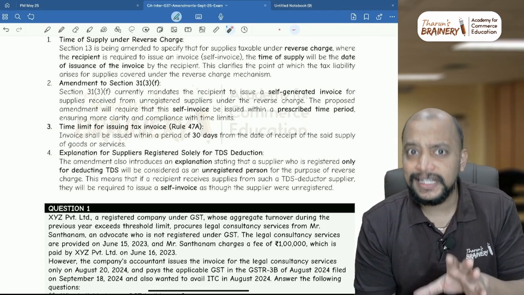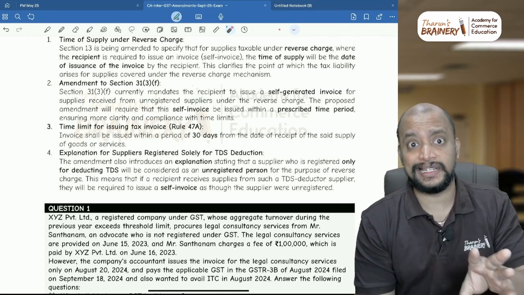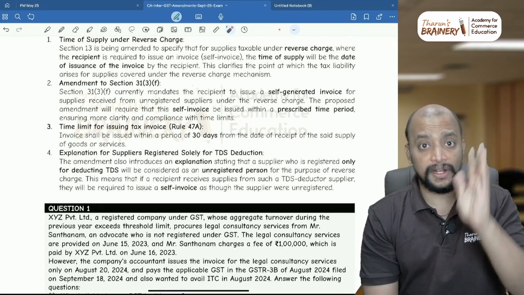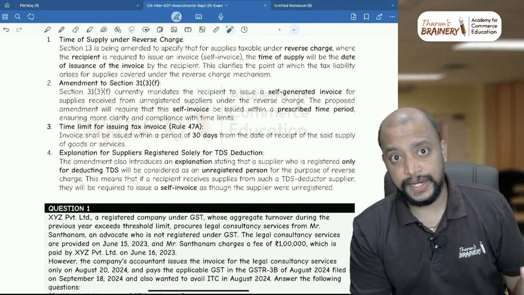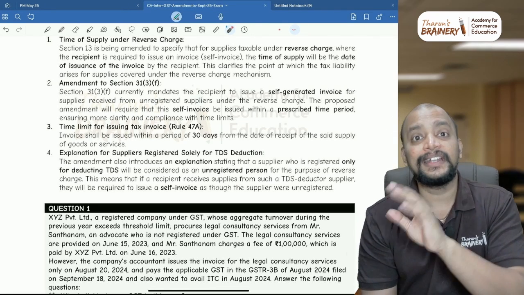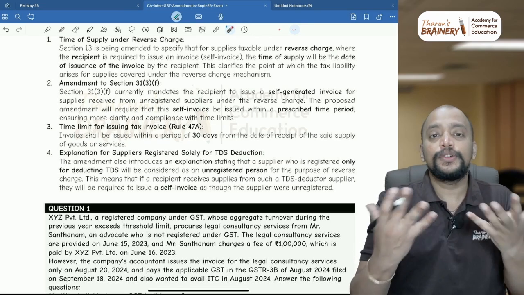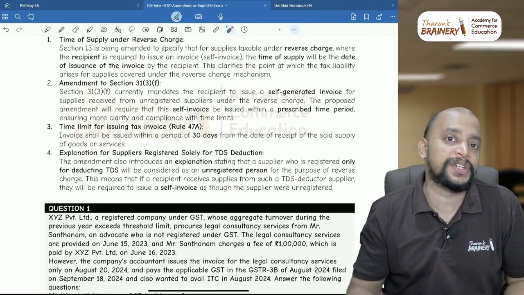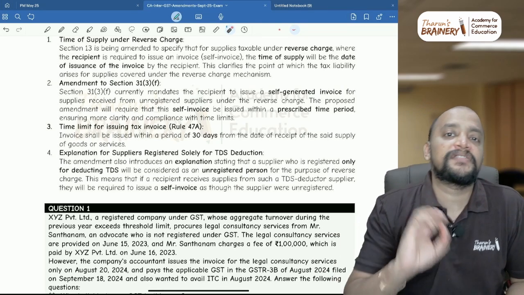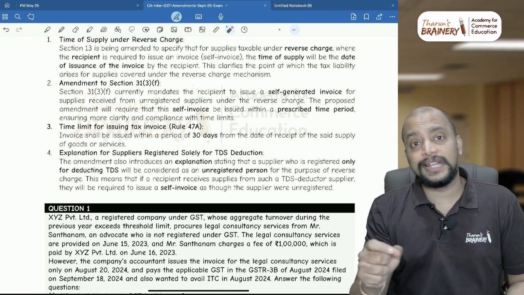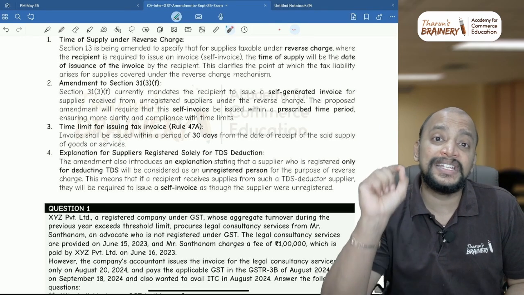So which means every TDS deductor will have two types of registrations. Yes, TDS and TCS deductors will have two types of registration. One as a normal registration, another one as a TDS or TCS deductor registration. So who is a TCS deductor? E-commerce operator. So e-commerce operators will have two registrations. One normal GSTIN, so they will file GSTR-1, GSTR-3B, etc. Another will be TCS registration, wherein they will be filing only GSTR-8.